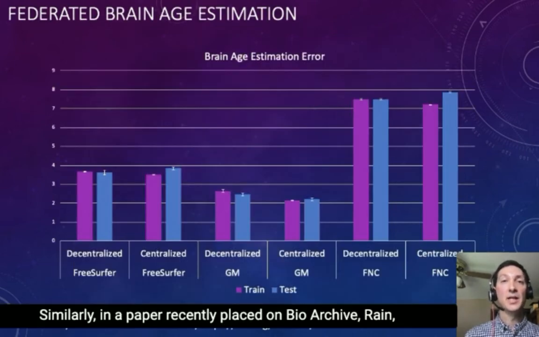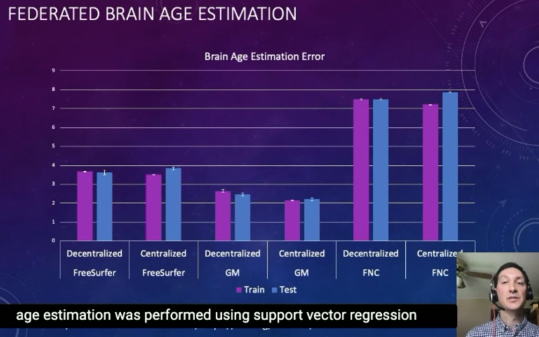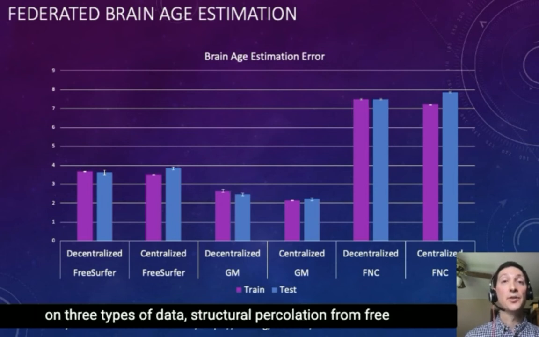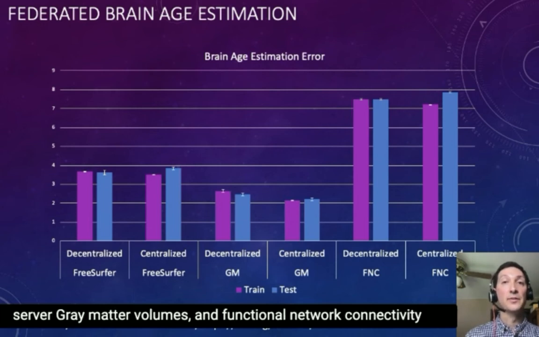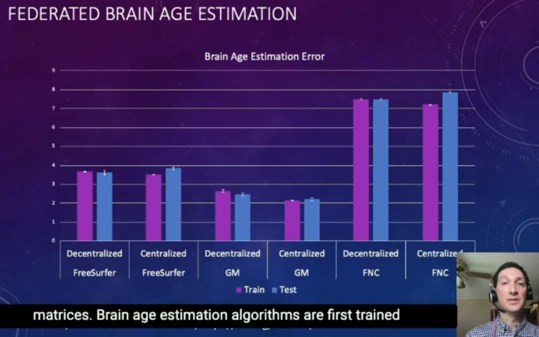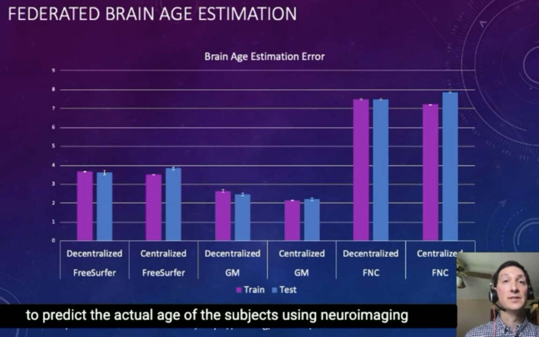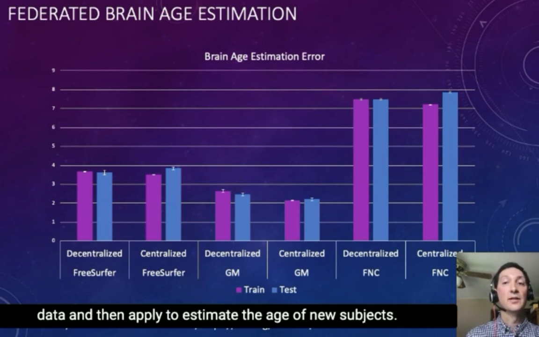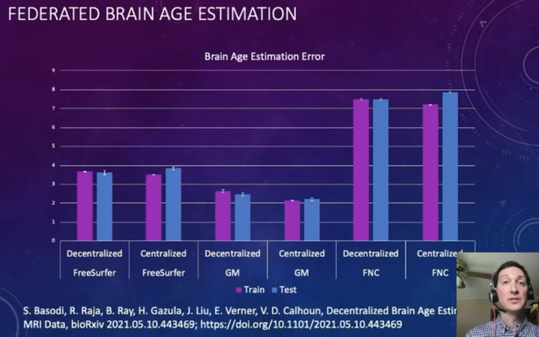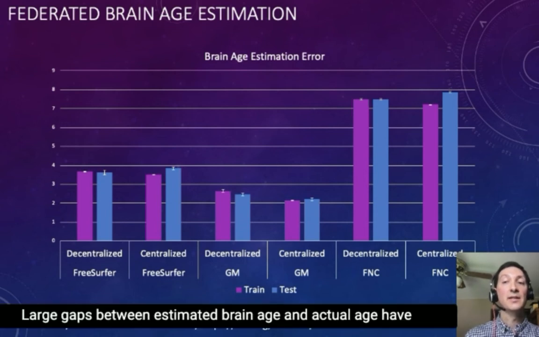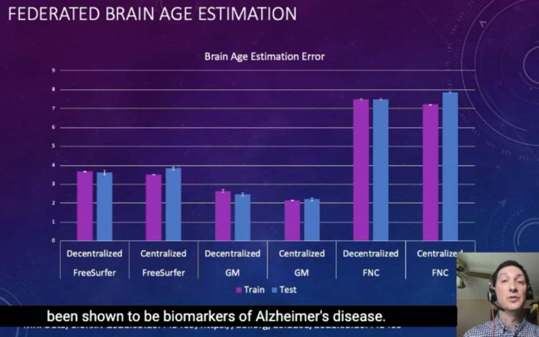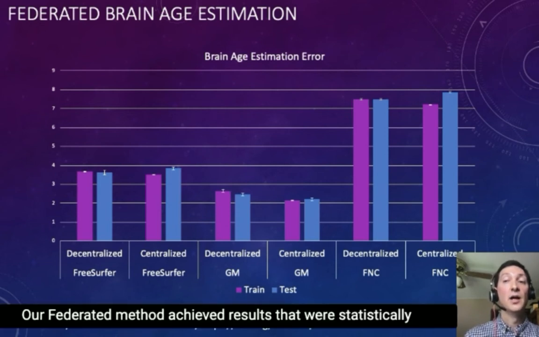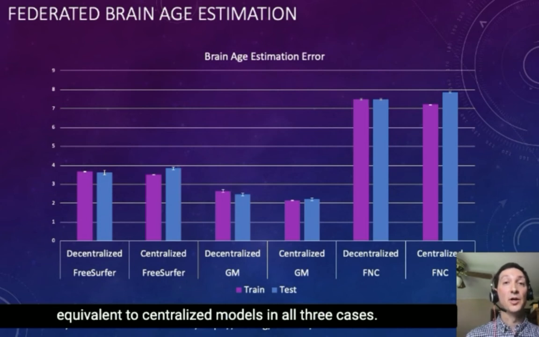Similarly, in a paper recently placed on bioRxiv, brain age estimation was performed using support vector regression on 3 types of data: structural parcellations from FreeSurfer, gray matter volumes, and functional network connectivity matrices. Brain age estimation algorithms are first trained to predict the actual age of the subjects using neuroimaging data, and then applied to estimate the age of new subjects. Large gaps between estimated brain age and actual age have been shown to be biomarkers of Alzheimer's disease. Our federated method achieved results that were statistically equivalent to centralized models in all 3 cases.